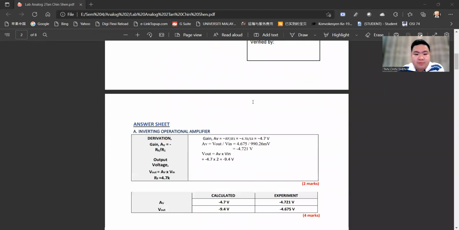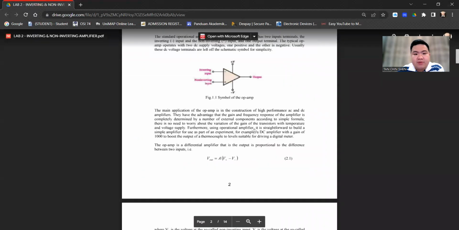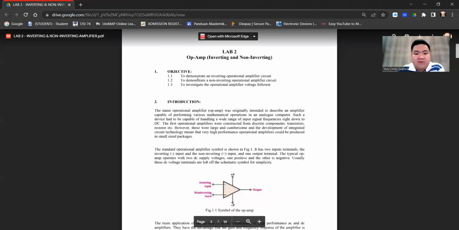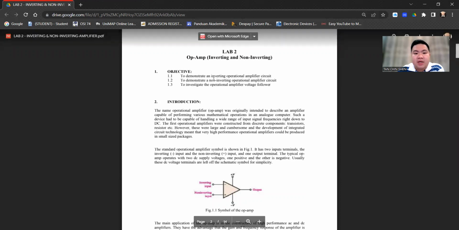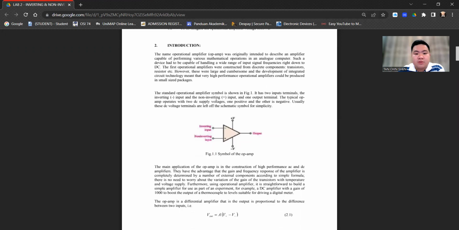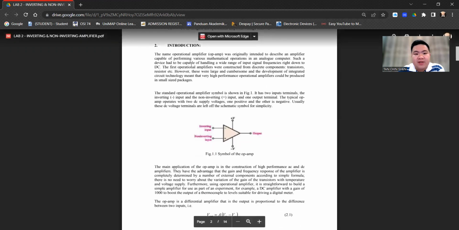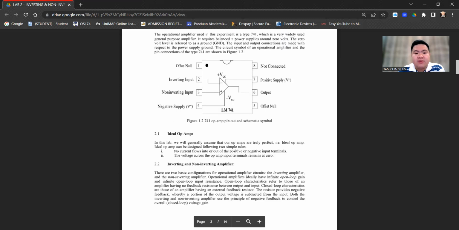This is our lab. This is my lab report, and this is our lab sheet. The objective is to demonstrate an inverting operational amplifier circuit, to demonstrate a non-inverting operational amplifier circuit, and to investigate the operational amplifier voltage follower. This is some introduction about the operational amplifier, the op-amp.